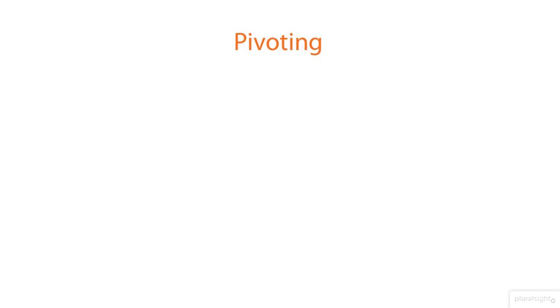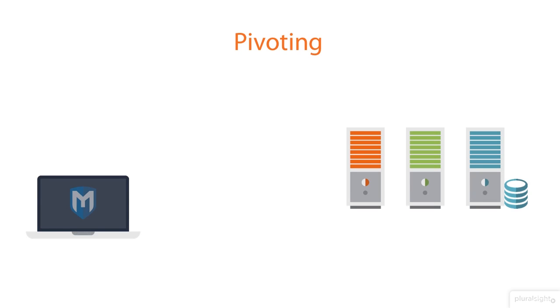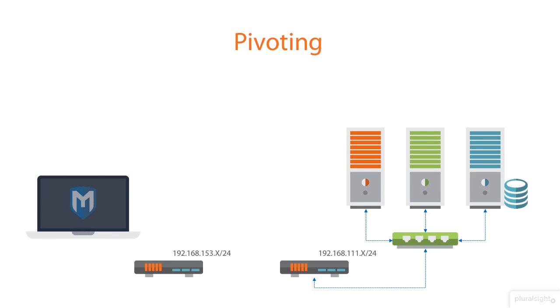First off, let's understand what pivoting is within Metasploit, or just in general. So let's imagine there's us on our machine with Metasploit, and then within a corporate environment, let's say there are some servers or devices that we're trying to gain access to. Those devices are connected to the network of 192.168.111. And then, of course, we have another network, which is the network we can see, which is 192.168.153. And then in between that is a machine that we'll refer to as proxy.